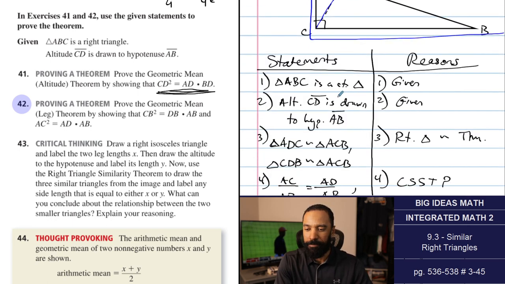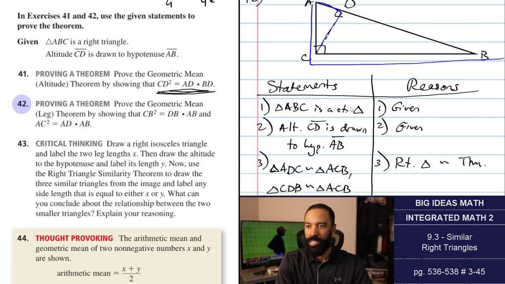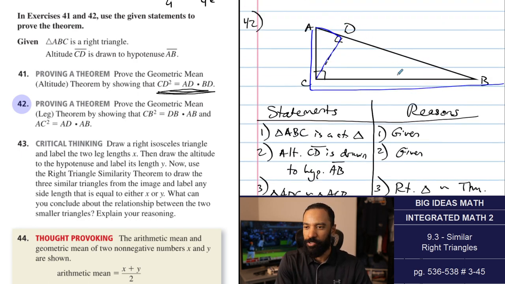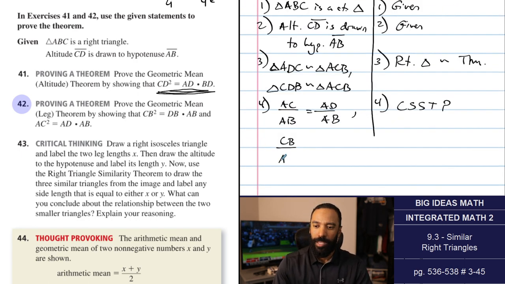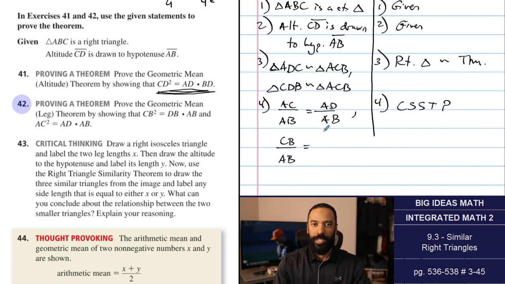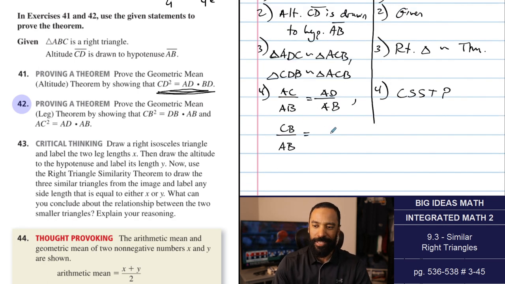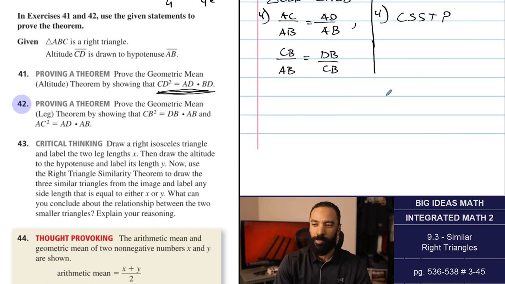Let's do ones with the medium. I've got to use CB, right? CB is the hypotenuse of the medium. CB, hypotenuse of the medium, over the hypotenuse of the big, AB, equals... We need the medium and the big again. How does CB apply? CB is also the long leg of the big. So I need the long leg of the medium, DB. DB, long leg of the medium, is to the long leg of the big, CB. So that's the corresponding parts thing.